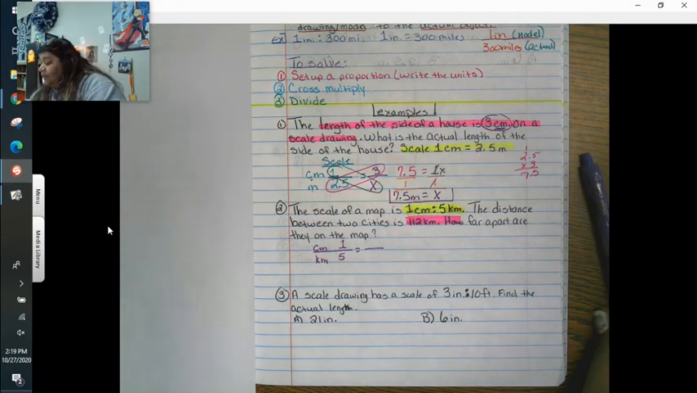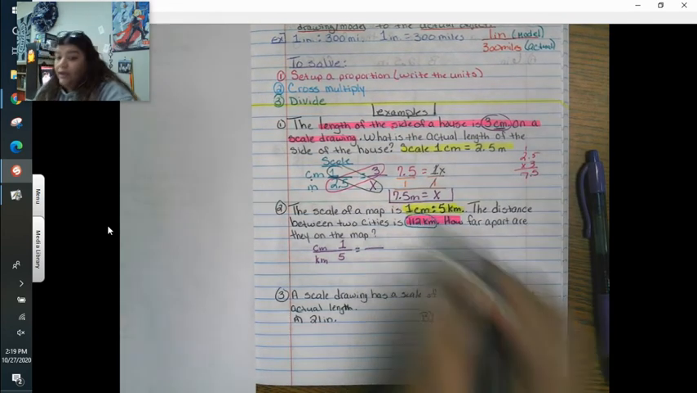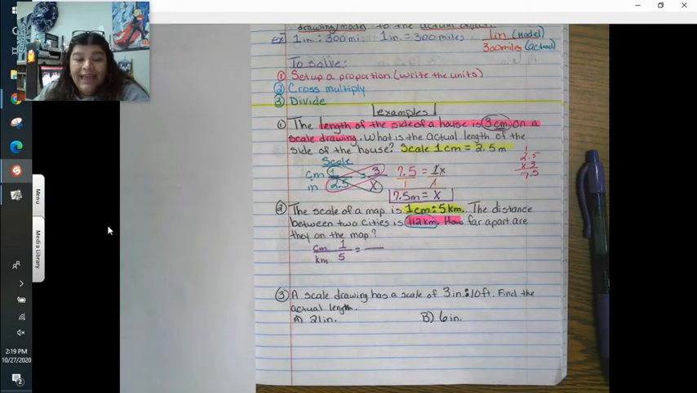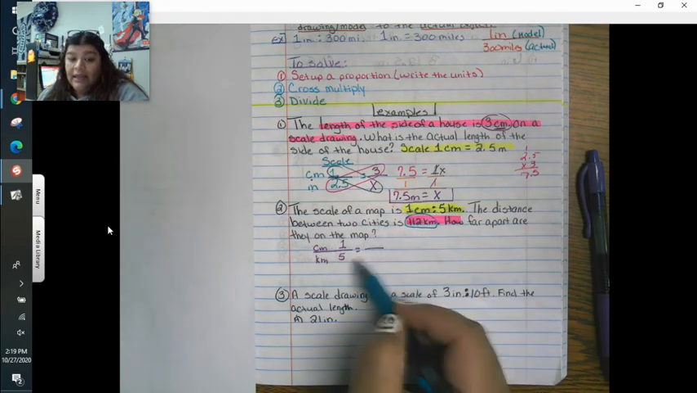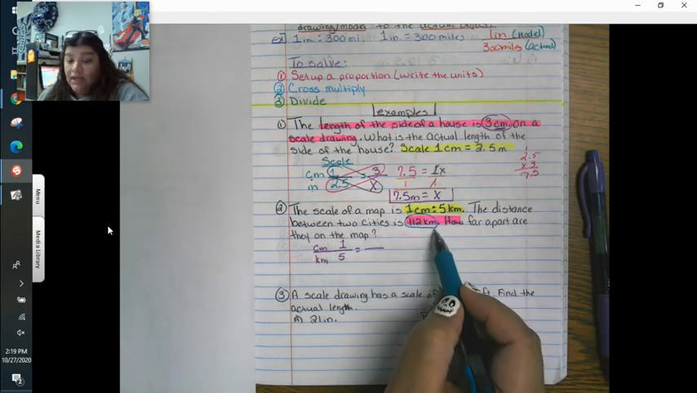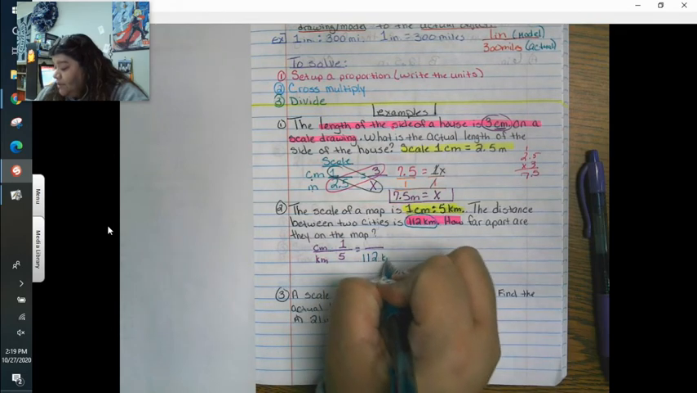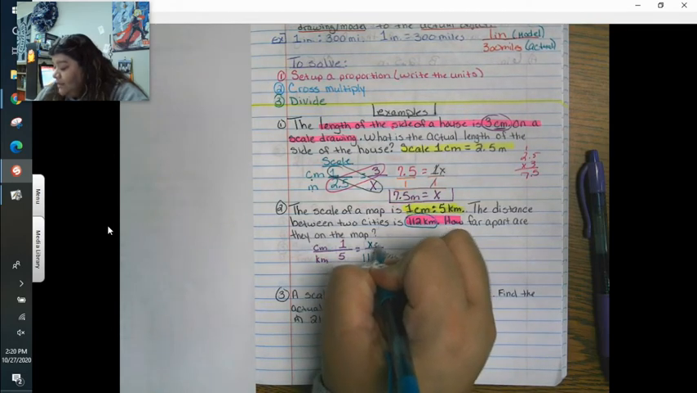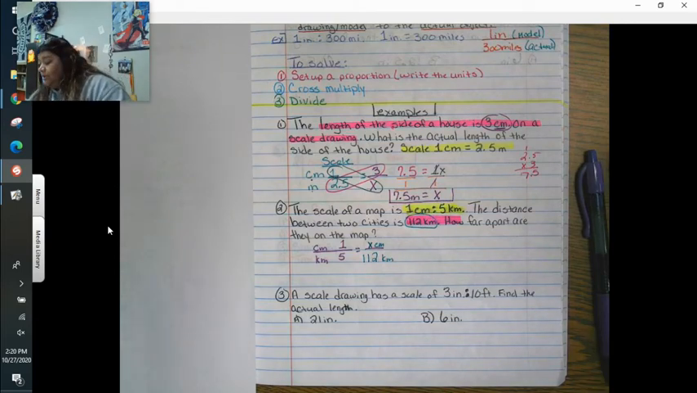Now take a look. The other number is 112, and look at the units. The units are km, which is kilometers as well. So centimeters belong on top, and kilometers belong on the bottom. This is kilometers, so I'm going to put it on the bottom. I'm looking for how many centimeters it is on the map. So I want to know how far it is on the map portion.